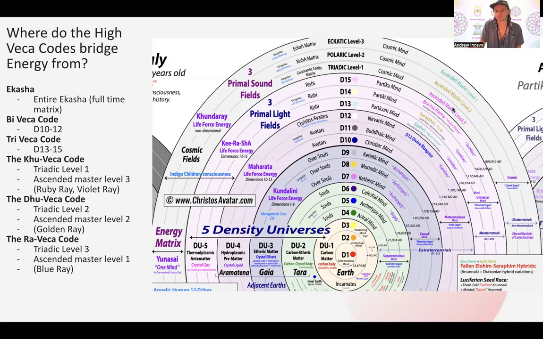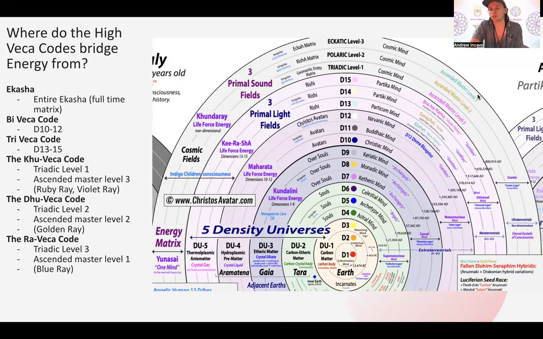And then if you actually look down further, we have dimension 10 and dimension 6. So you can see how the blue ray spirals through our 15D time matrix, right? So when people talk about the blue ray, yes, it is dimension 6. Yes, it is dimension 10. Yes, it is dimension 13. And yes, it is the acatic layer, the ascended master level 1 layer, right? Very interesting stuff. So you can see how things spiral.